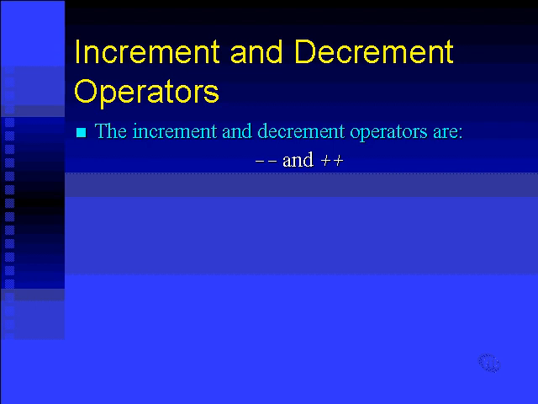They are the minus minus and the plus plus operators. If you think about it, that's where C++ came from. It's an increment of C. So the plus plus is the increment and the minus minus is the decrement. Okay, I haven't really told you how they work yet, so let's have a look at an example.